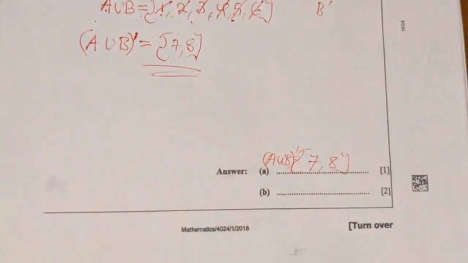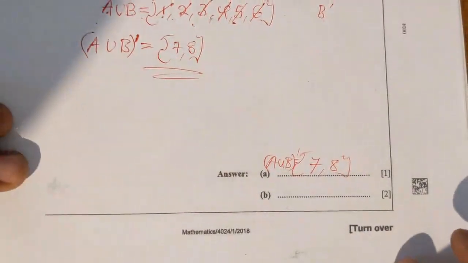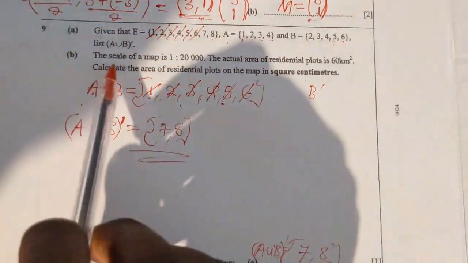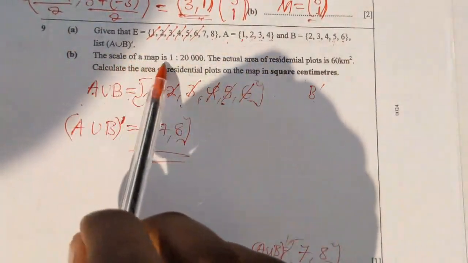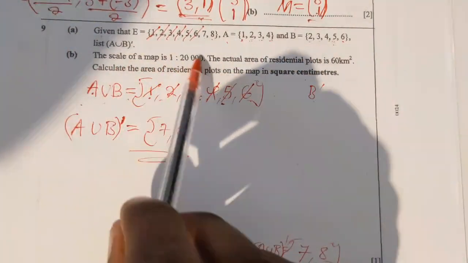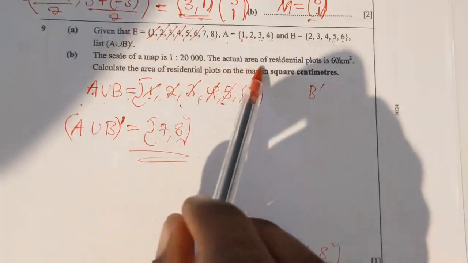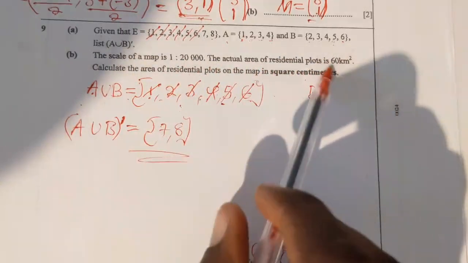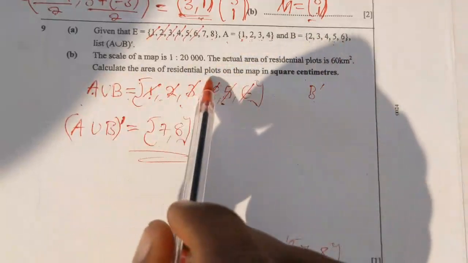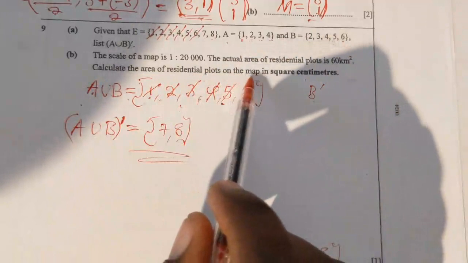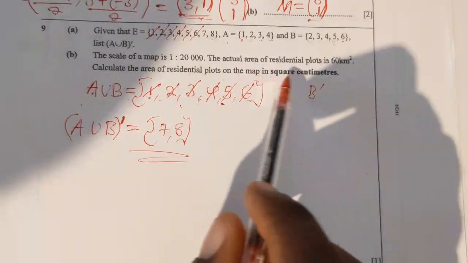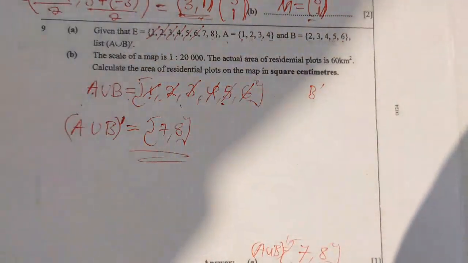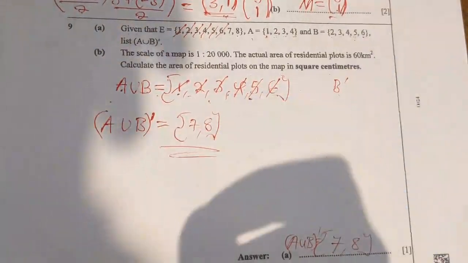So that is it there. Okay, so now we have B here. It is saying that the scale of a map, so this is a map. The actual area of the residential plot is this. So this is the actual area. Calculate the area of the residential plot on the map in square centimeters. So in square centimeters, this is what you need to do.